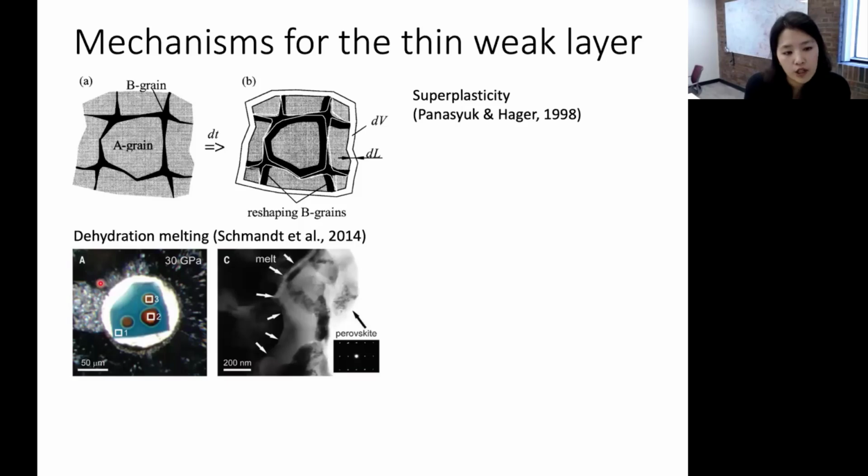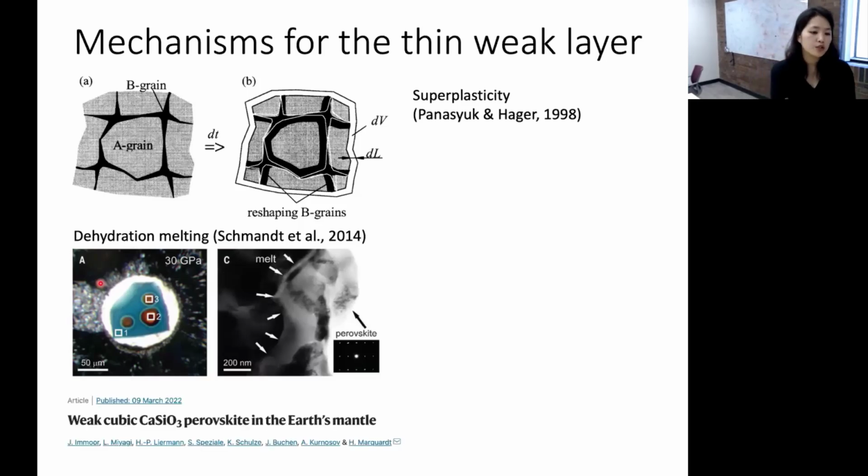The other could be dehydration melting, because like I said earlier, the mantle transition zone mineral phases in that zone tend to hold maybe more water. And because of the discrepancy in the water capacity, when you transform from one form to the other form or different phases, you might actually end up generating melt. And that can actually really lower the viscosity significantly too.